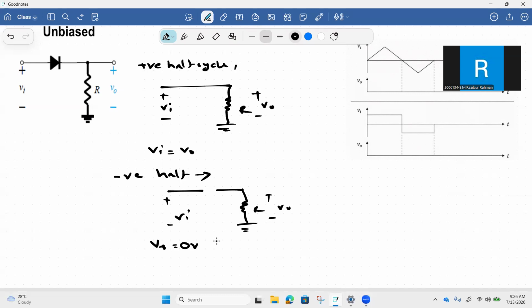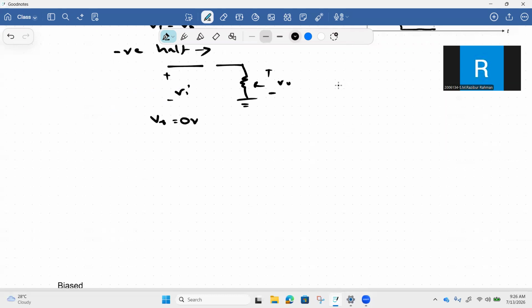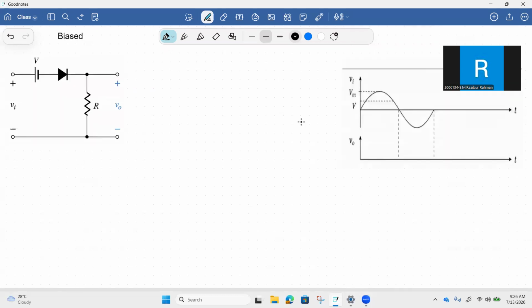Now, if we want to draw the waveforms for this, during the positive half cycle, the output will exactly follow the input, and during the negative half cycle, the output voltage will be 0. And the same will be done for the second waveform. We are considering two different waveforms there. So this was the unbiased series clipper circuit. Now we'll look into a biased configuration.